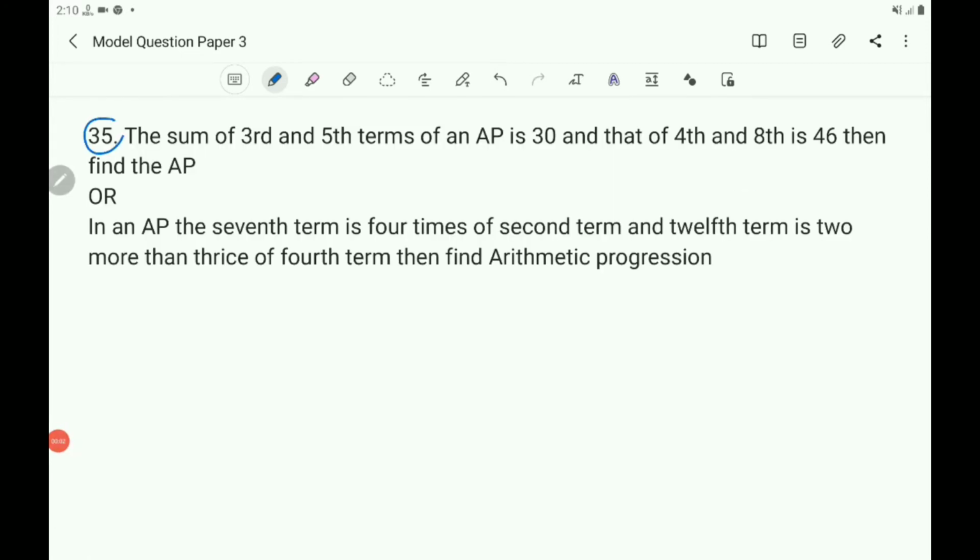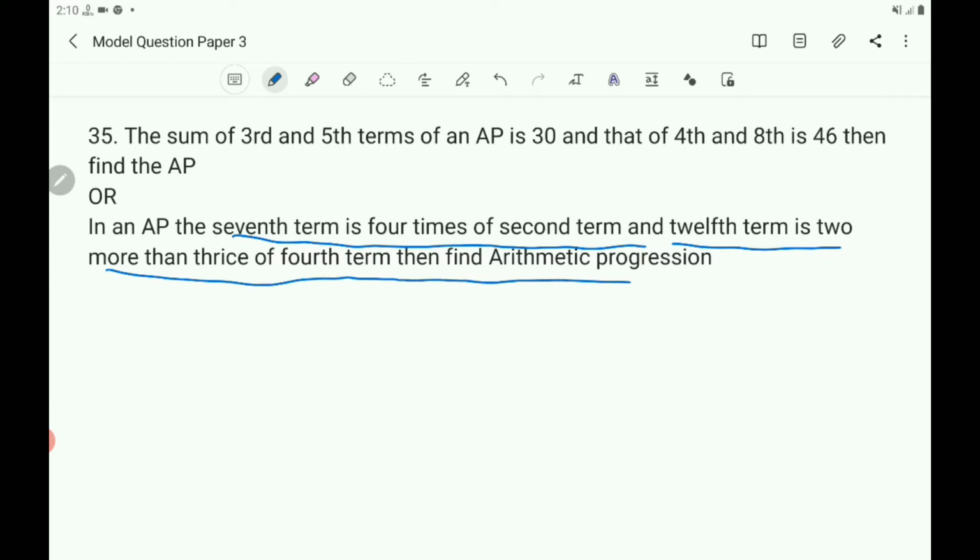Now come to the question number 35. The sum of third term and fifth term of an AP is 30, and that of fourth and eighth term is 46. Then find AP. It is a choice question. One more question is there. In an AP, the seventh term is 4 times of second term and 12th term is 2 more than thrice of fourth term. Then find the arithmetic progression. You solve any one of the questions which is easy for you.